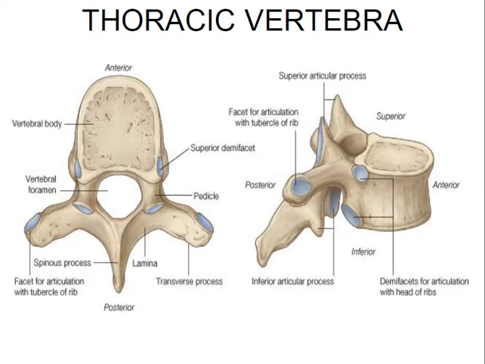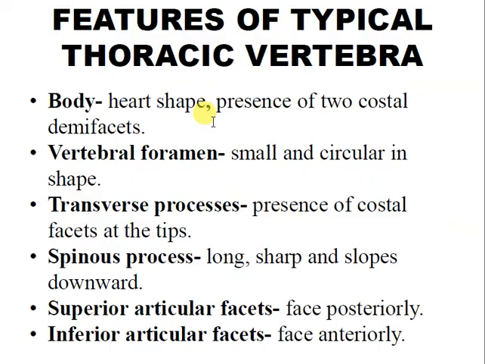As you can see, there is the vertebral body, and the vertebral foramen here is round. The structure of the vertebral foramen varies from one vertebra to another, as we shall see later. Here the vertebral foramen is round in shape, but in other vertebrae the shape varies; some are bean shaped or have different shapes. So this is how a thoracic vertebra can be seen.